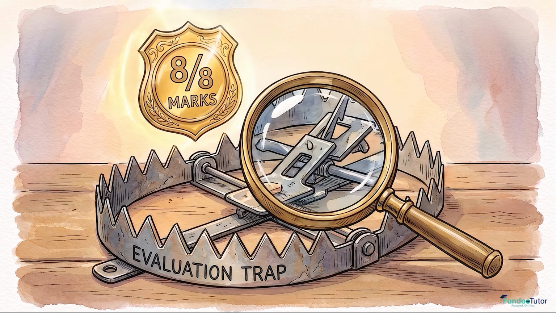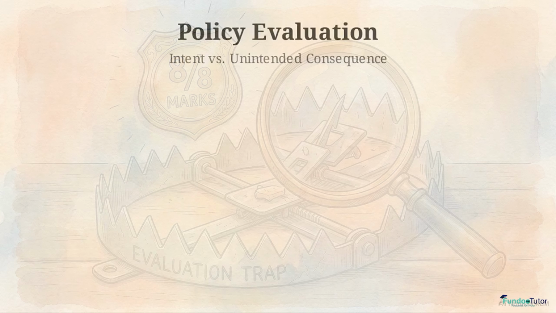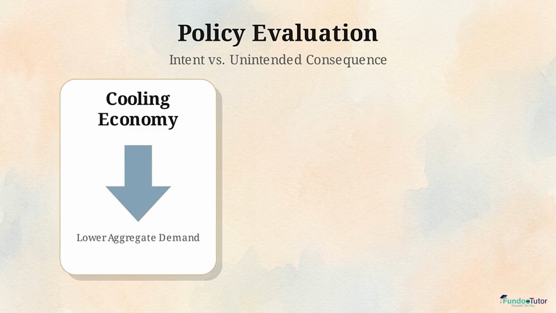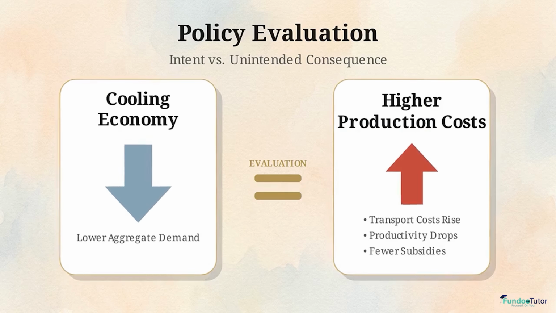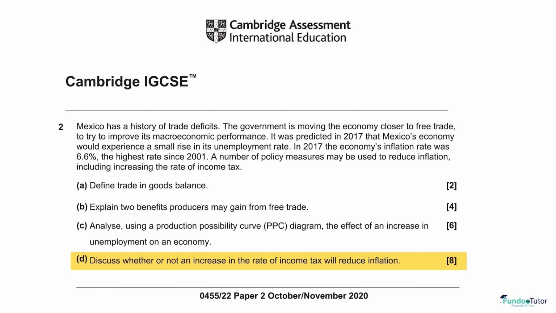Mastering 8-mark evaluation questions is about anticipating these exact traps. You demonstrate critical thinking by showing how a policy designed to cool the economy down can inadvertently make production more expensive. Let's apply that two-sided framework to a final scenario. Discuss whether or not an increase in the rate of income tax will successfully reduce inflation.